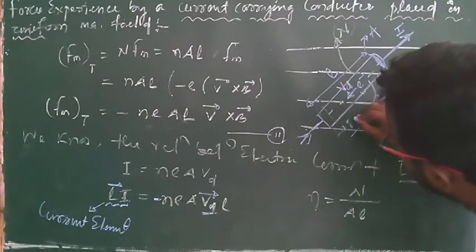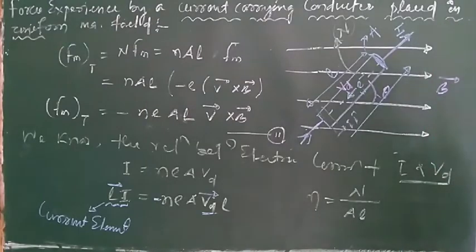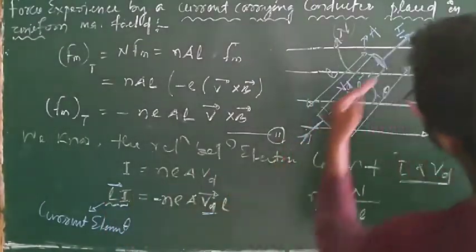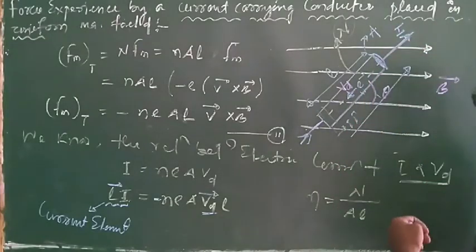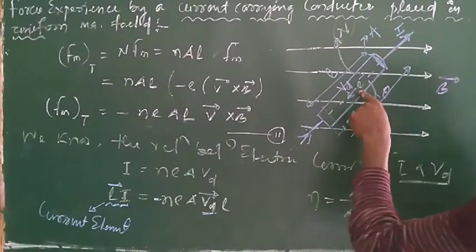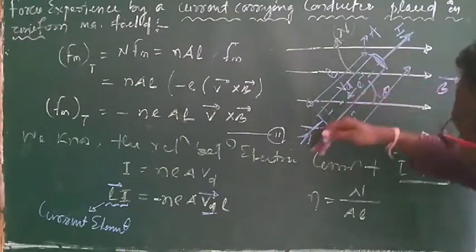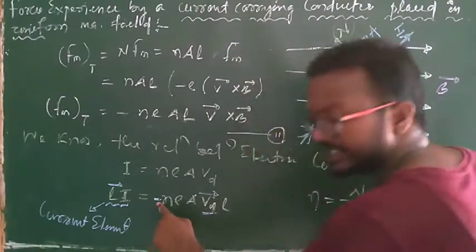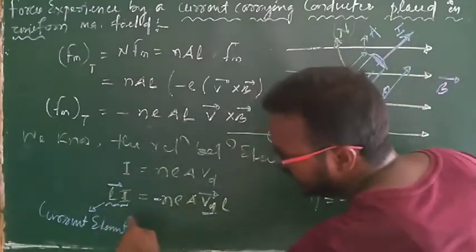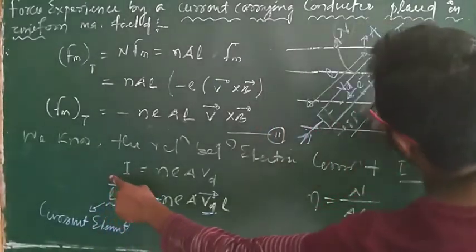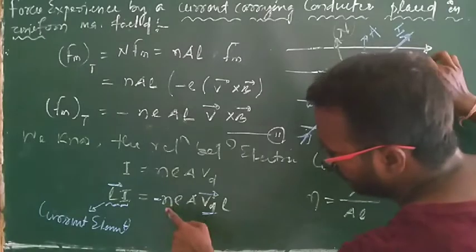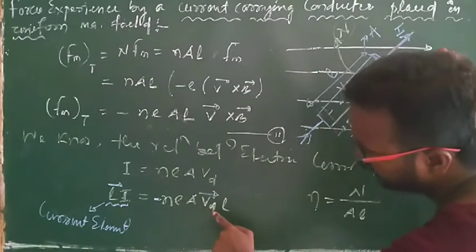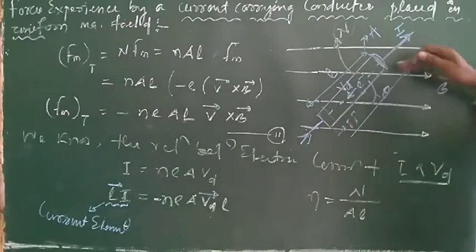We can write I into L. Because the direction of this L is along the direction of flow of current, while the electron is moving opposite to the direction of this element. So the negative sign here indicates that the direction of this current element is opposite to the direction of drift, that is, opposite to the drift velocity or velocity of the electron.